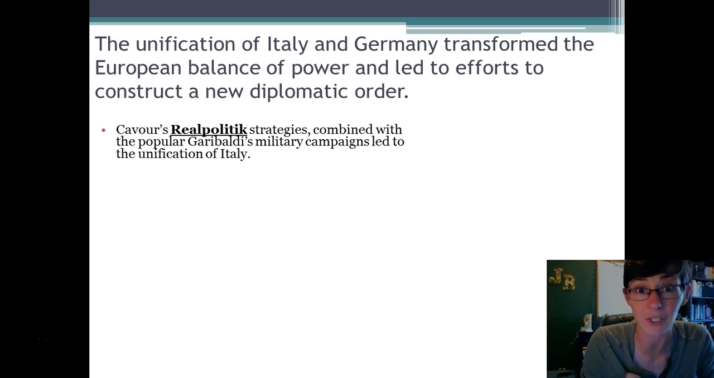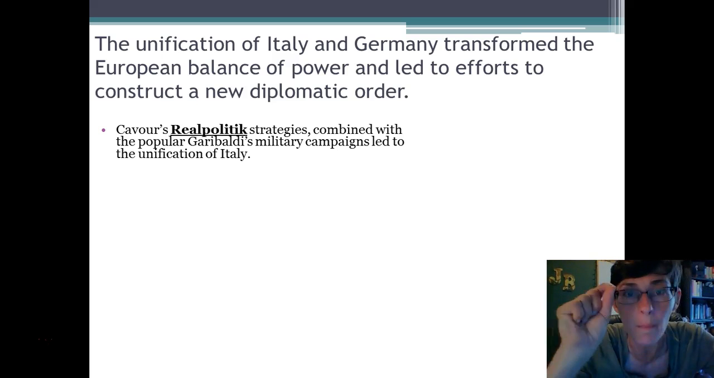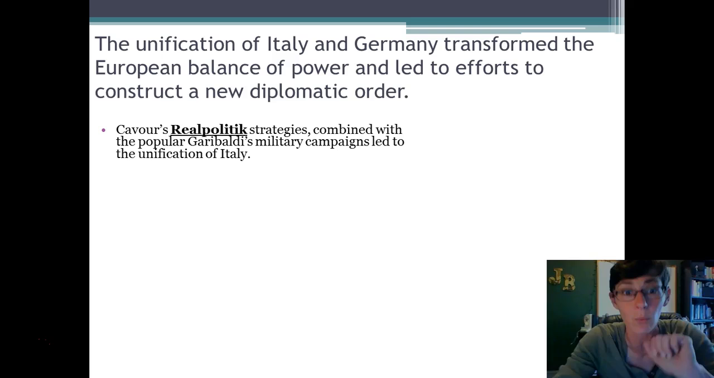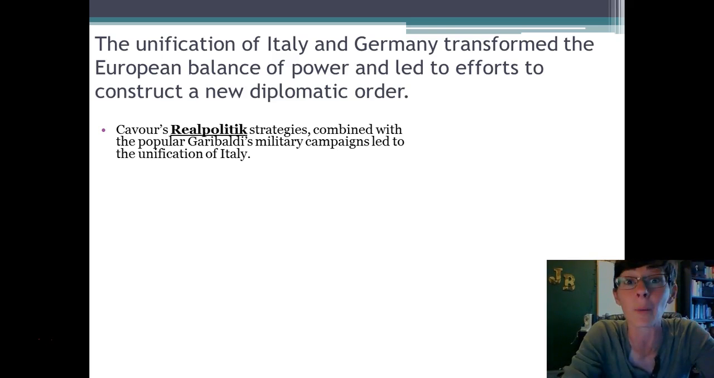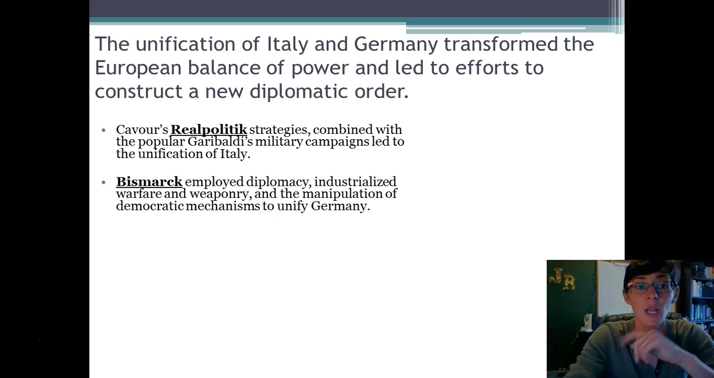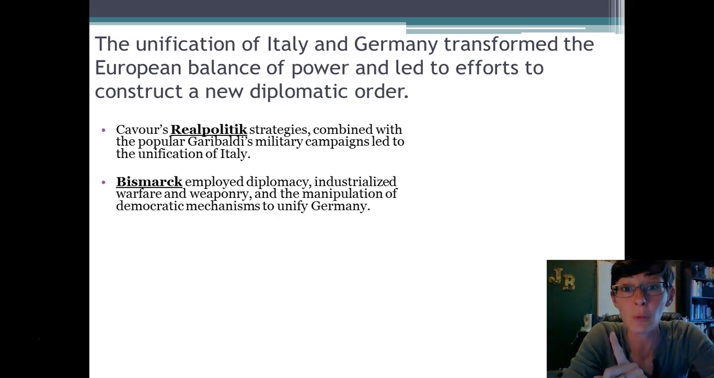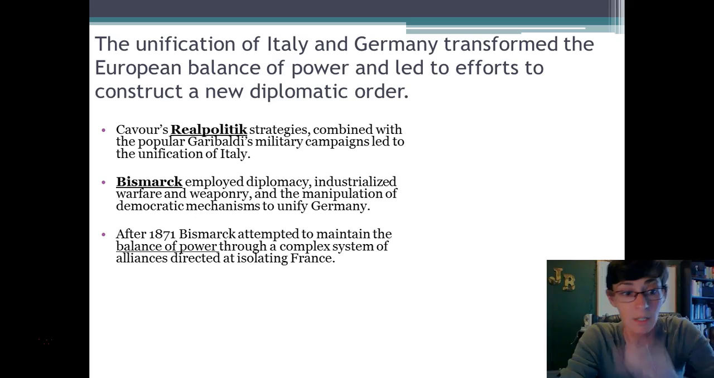Cavour's realpolitik strategies, that's a key term, realpolitik. You should have a working definition of what that word means. Combined with the popular Garibaldi's military campaigns, led to the unification of Italy. Bismarck employed diplomacy, industrialized warfare and weaponry, and the manipulation of democratic mechanisms to unify Germany.